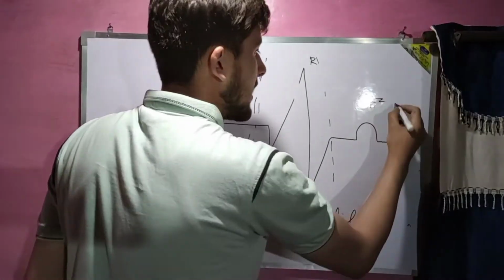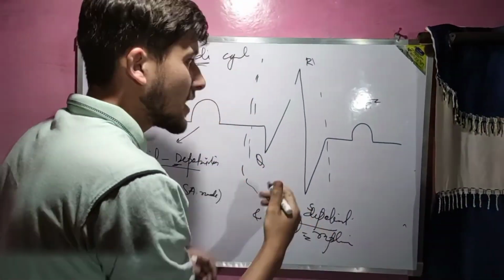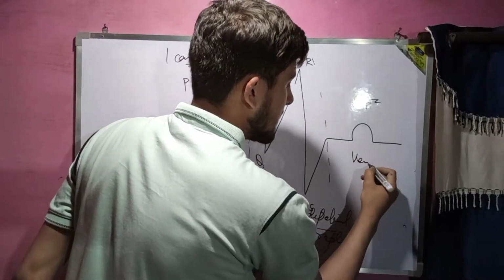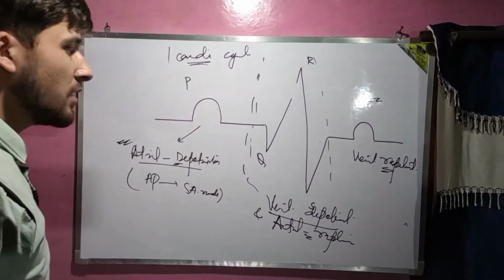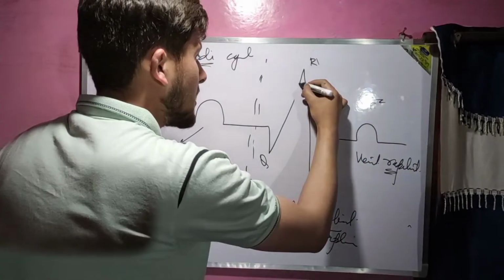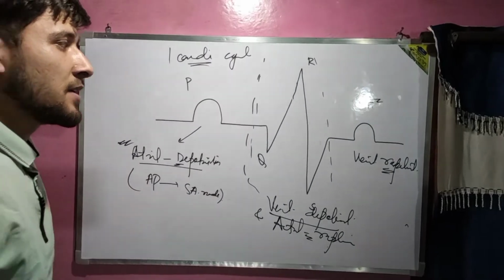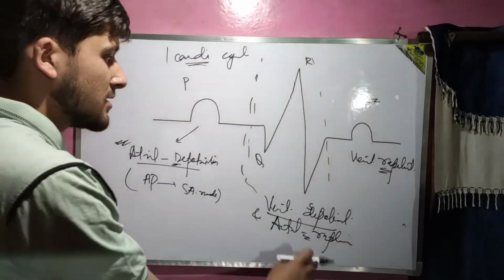After that comes the T wave. When the ventricles have contracted, they now have to relax. That's why the T wave represents the ventricular repolarization. Ventricular repolarization. These are all the stages of a cardiac cycle represented graphically, or this is the electrical activity of the heart represented graphically. This is the standard ECG.